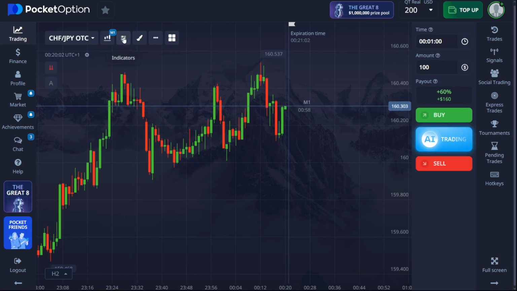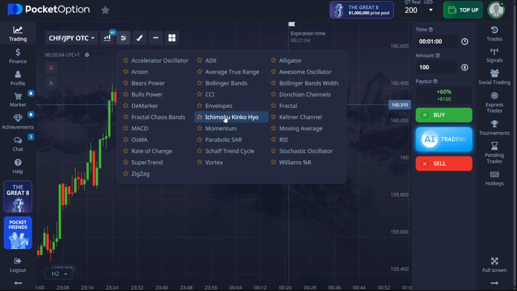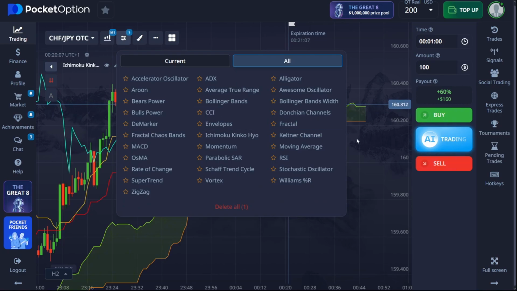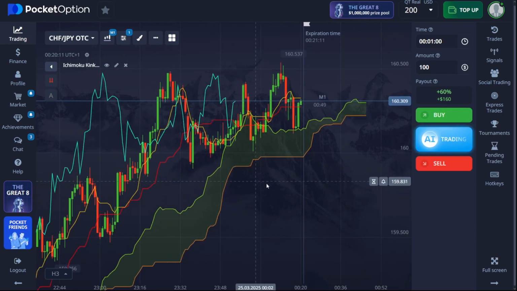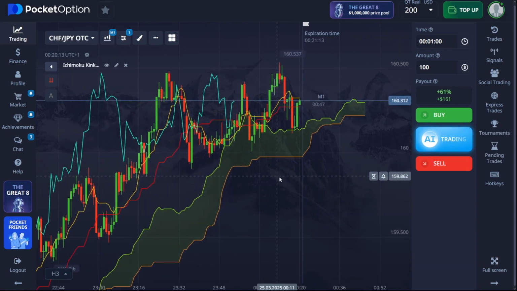First, let's add it to the chart. Click on Indicators, then find Ichimoku Cloud. You'll see a bunch of lines and shaded areas. Don't panic, we'll break it down. First, let's adjust the visuals.